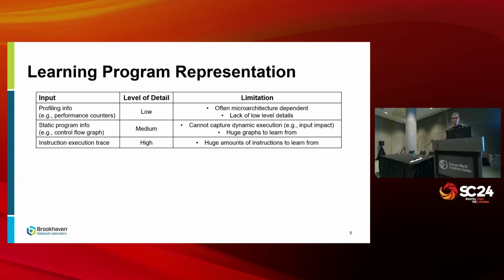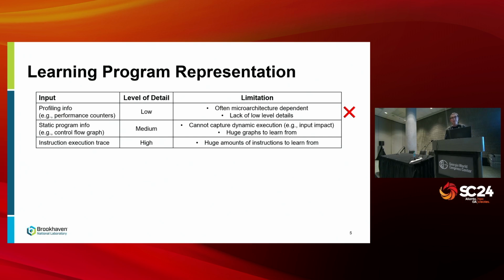This table lists three general choices we have right now. First of all, it's profiling information, such as cache misses, which is commonly used by previous programming models. The main problem here is that this information is usually microarchitecture dependent, and in this case we're trying to learn a microarchitecture independent representation. So that makes this choice infeasible for us.